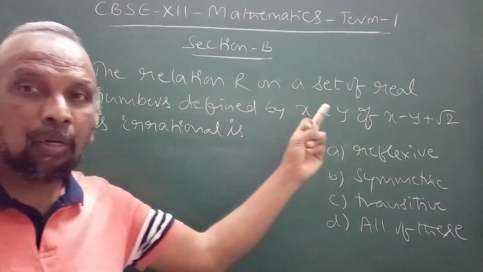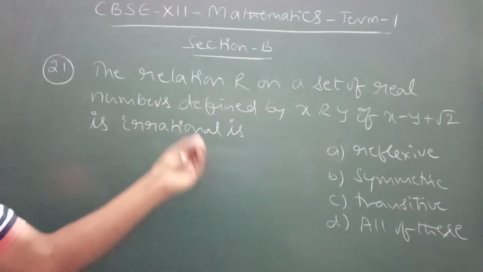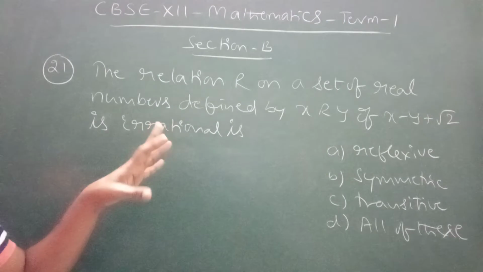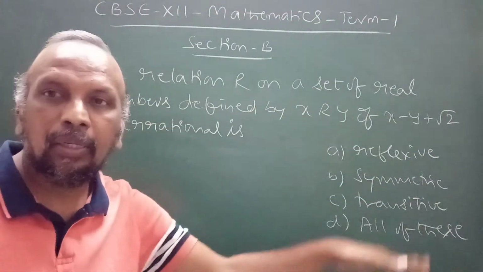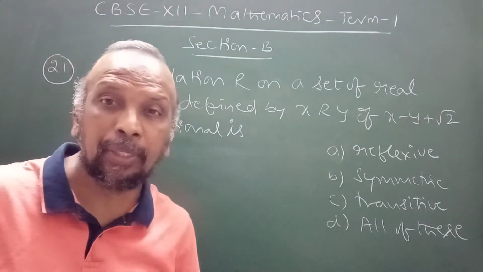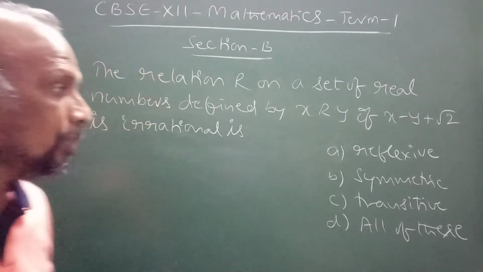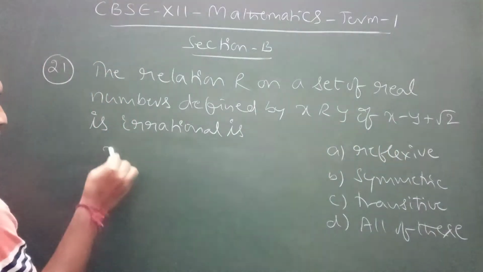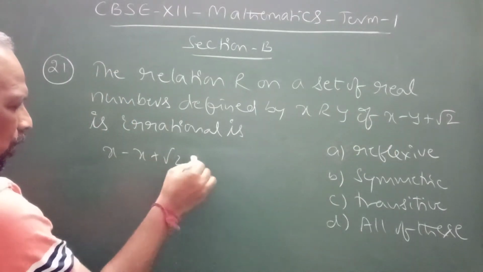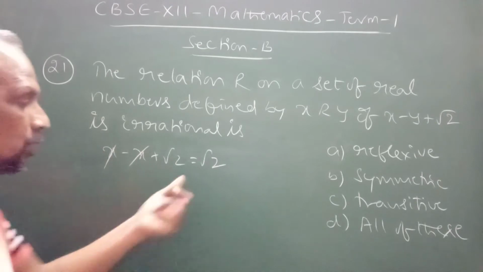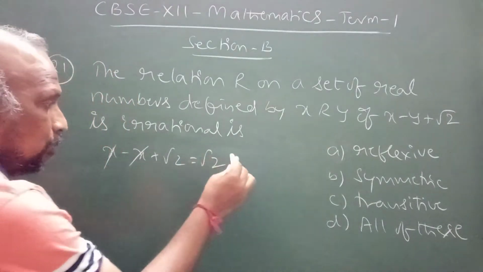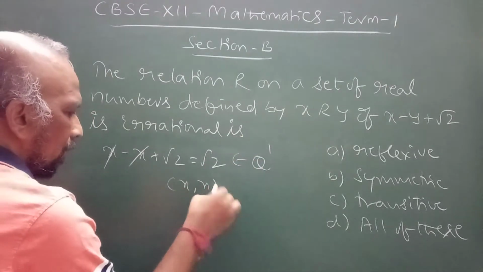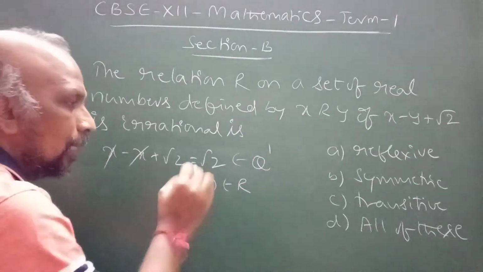The relation R on the set of real numbers is defined by x R y if x minus y plus root 2 is rational. Then what about the relation: is it reflexive, symmetric, transitive, and so on? First check reflexive. For x R x, x minus x plus root 2 gives root 2, which is an irrational number. Since it belongs to Q dash, the irrational numbers, clearly (x, x) belongs to R. So it is reflexive.